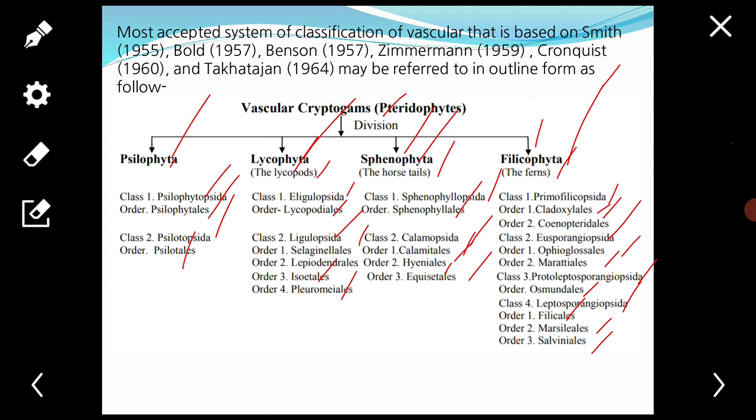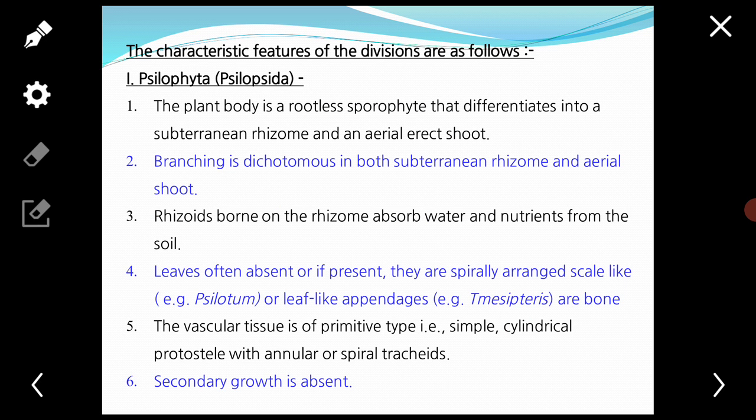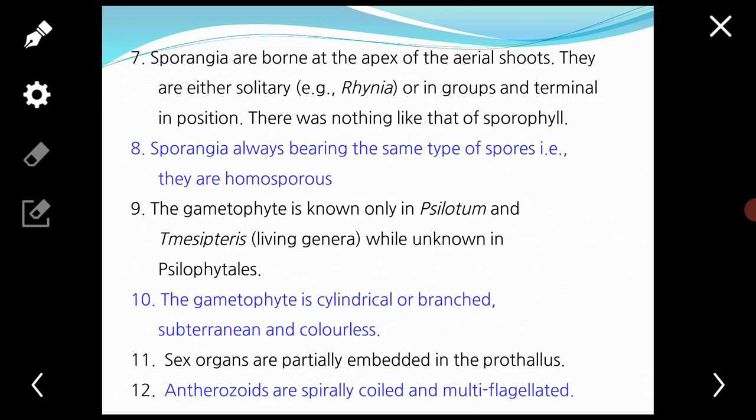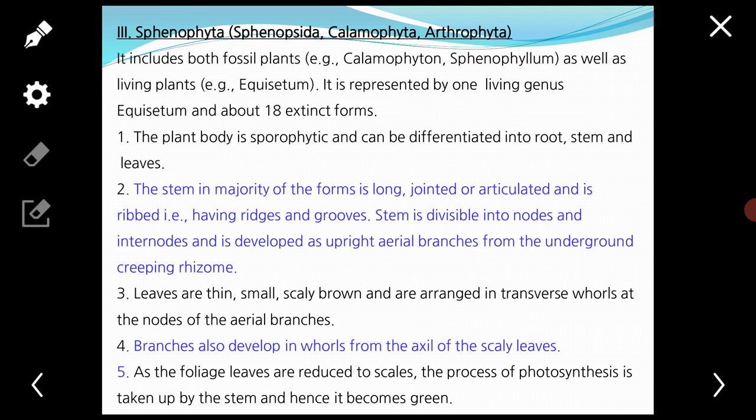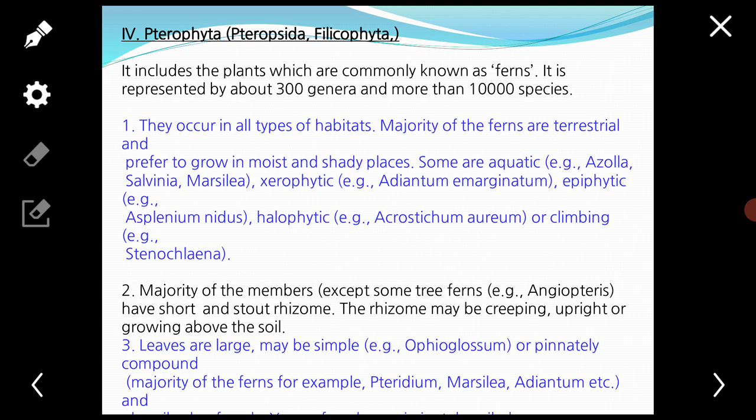Students, this is the classification. Now the characteristics are given. Characteristics of each division. These are the characteristics of the first division, Coelophyta. Characteristics of the second division, that is Lycophyta. Characteristics of the third division, that is Spinophyta. Characteristics of the fourth division, Pterophyta.